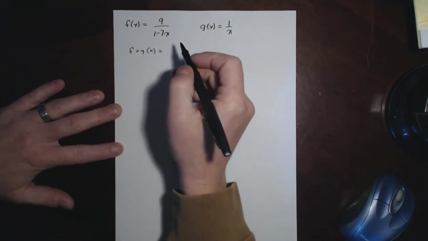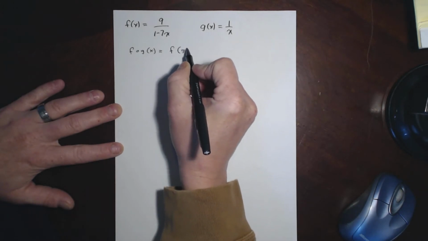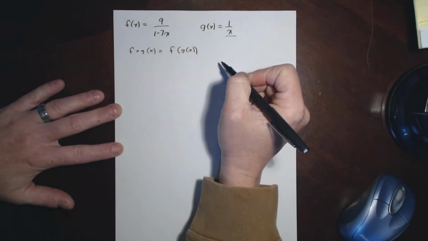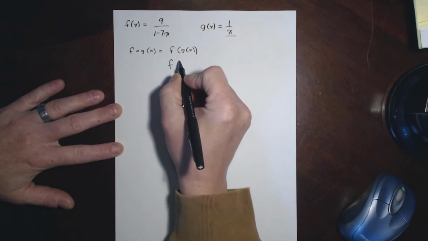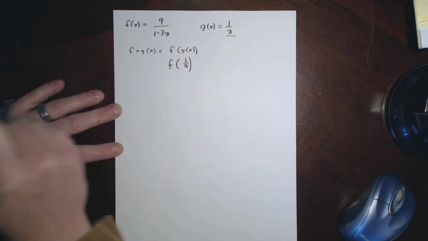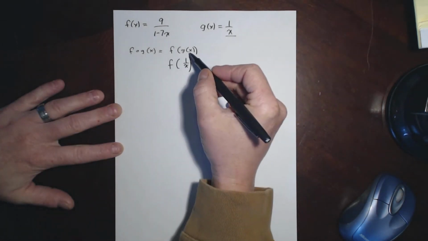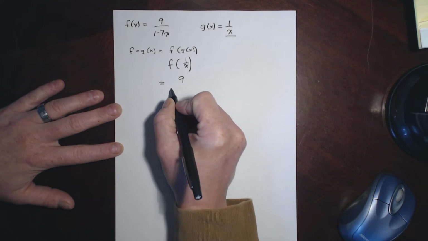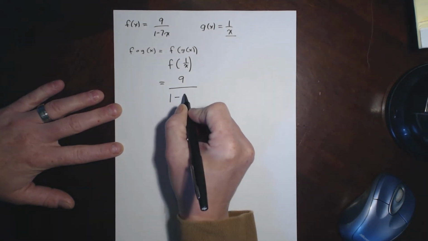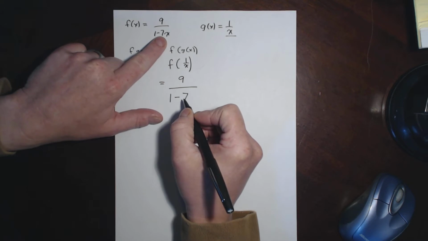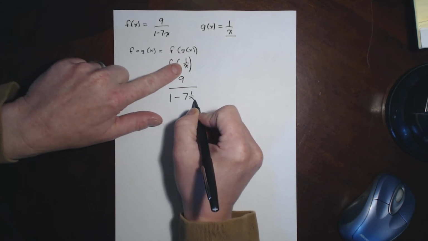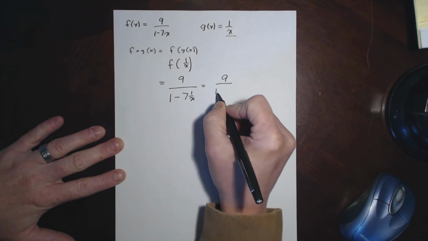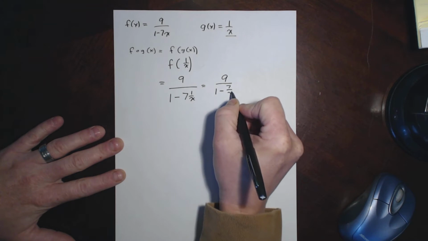Remember that in this notation, we can rewrite it as f of g of x. So what we do now is we take this g of x function, which is 1 over x, and we're going to place it into the f function. So now this becomes my input into my f of x function. So now this is equal to 9 over 1 minus 7, and instead of x, I'm going to write 1 over x. This is 9 over 1 minus 7 divided by x.